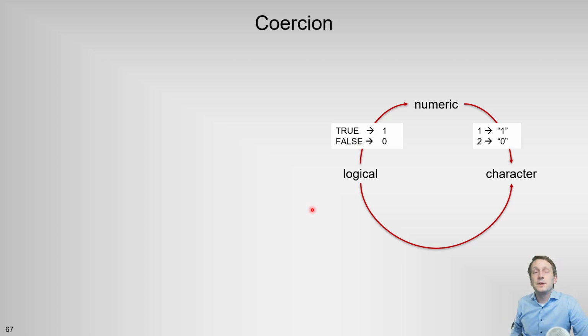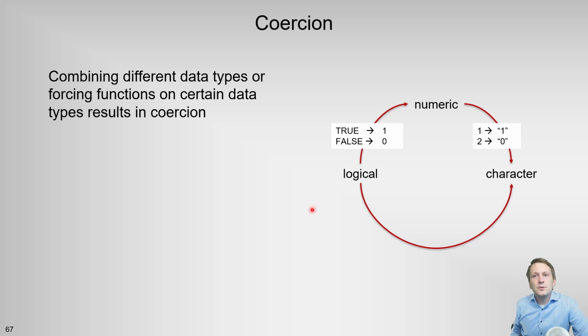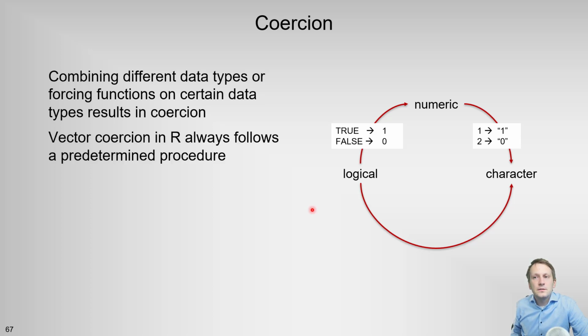Okay, so another important thing to know about R is coercion or typecasting. When you combine different data types or want to force functions on certain data types, that can result in this coercion. And that always follows a certain procedure. So let's say you have a logical vector, so you have a vector that contains true and false and true and false. Then you want to multiply it with something numeric, then this needs to be made compatible. And it's kind of easy to do that. You just convert every false to a 0, every true to a 1, and then treat it as a numeric vector.